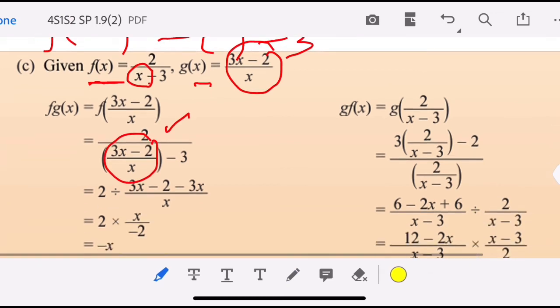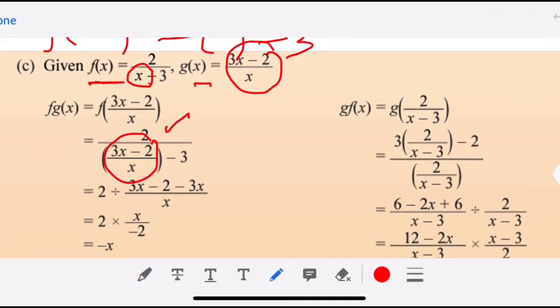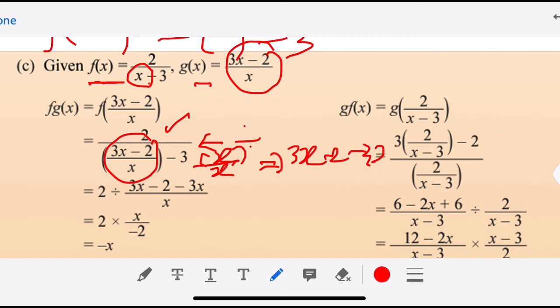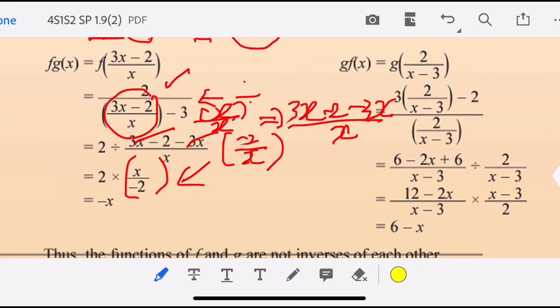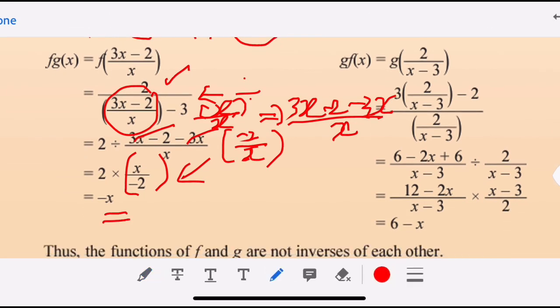So after that, when you simplify, you need to write this one as dy. And then this one you need to multiply by x up and down. So finally you will have 3x minus 2 minus 3x, right, over x. Then you simplify, you will get x over, this is negative 2 over x. So when you multiply, you have to reverse, so it becomes negative x.